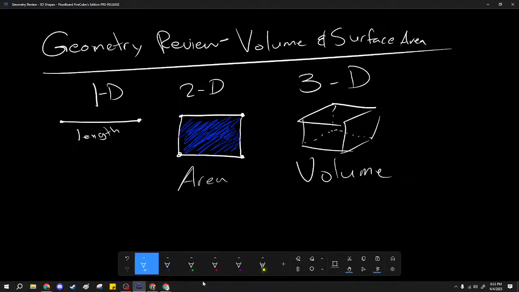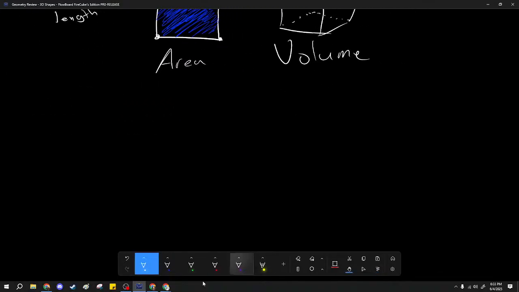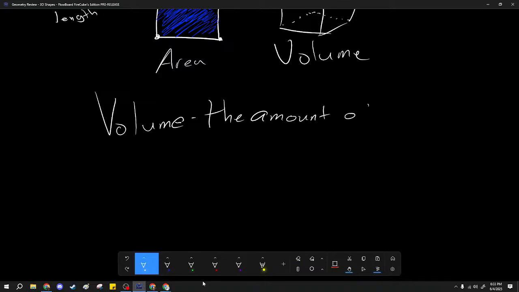I'll go ahead and give a quick definition right down here. Volume: the amount of space that a 3D object can hold.